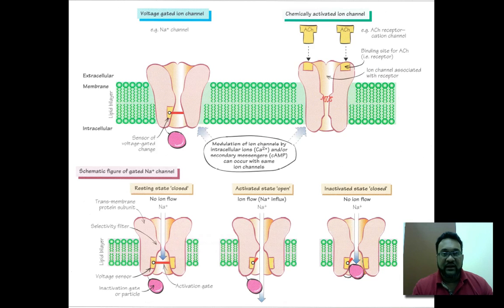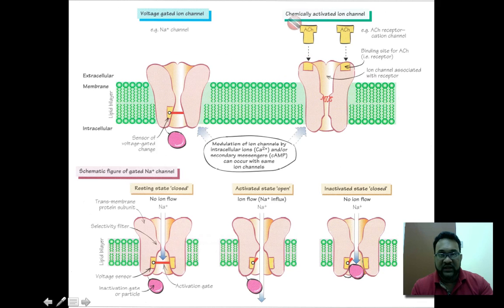So let's look at this diagram here. Now they're showing you two sodium ion channels. Alright, in this diagram they show you two sodium ion channels. There's the chemically activated ion channel, and then there's the voltage gated ion channel. Now in today's podcast, we are going to focus totally on the voltage gated ion channel. That's all we have been talking about so far.